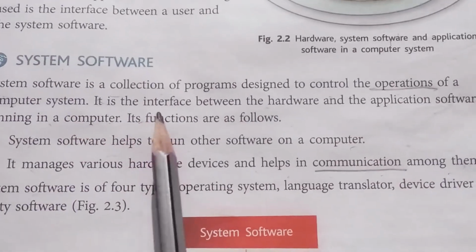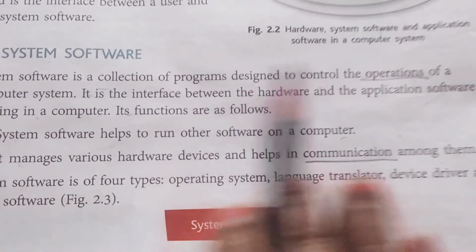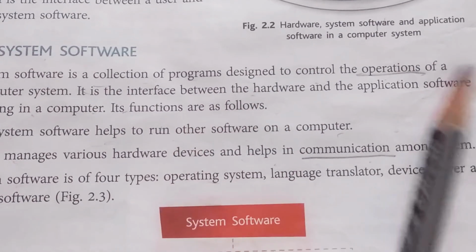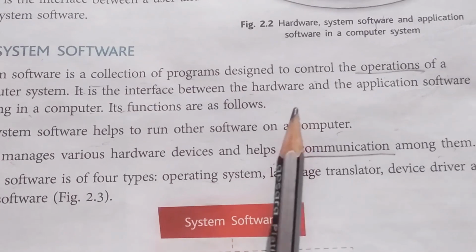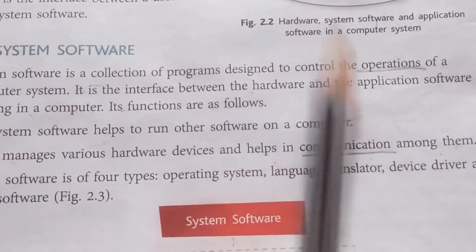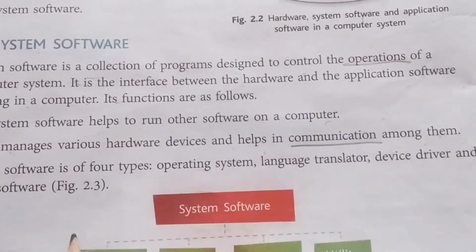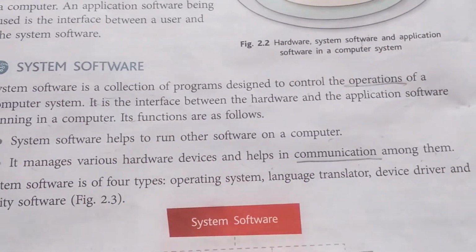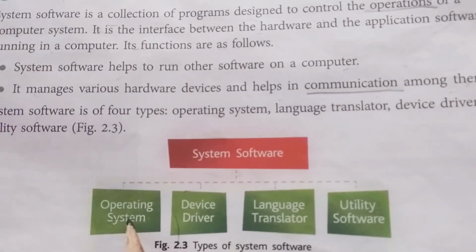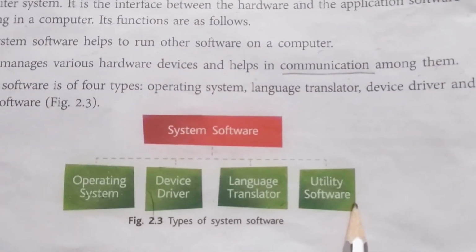So system software is, without system software, there will be no life in the computer. It is the interface between the hardware and the application software. It just communicates between everything in the computer. It manages all the parts of hardware, and its system software are of 4 types: operating system, device driver, language translator, and utility software.